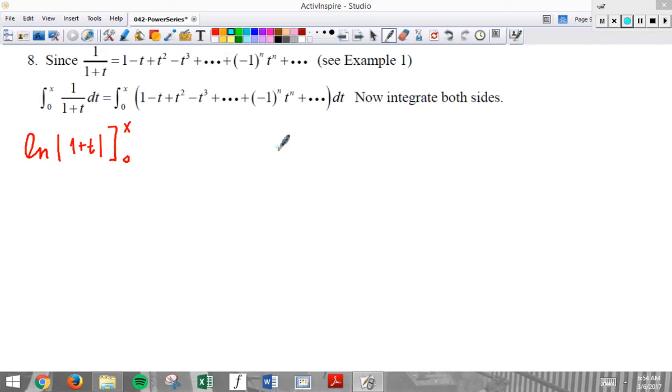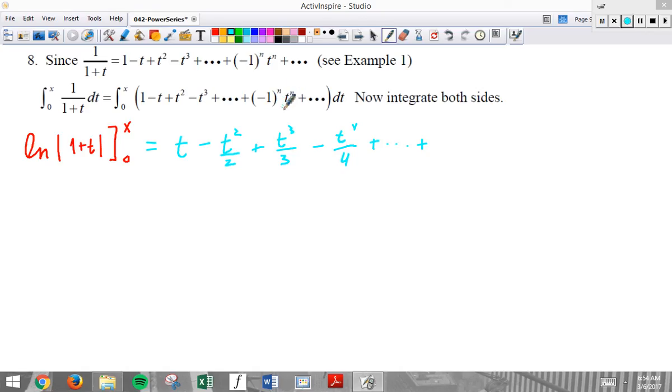On this side, how do I integrate infinitely many things? Just one step at a time. The integral of 1 is t. The integral of t is t squared over 2. The integral of t squared is t cubed over 3. The integral of negative t cubed is negative t to the 4th over 4. I add 1 to the power, I divide by the new power. And that's what will get us all the way over here.